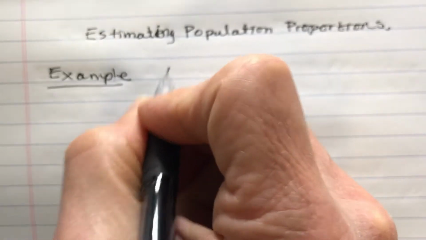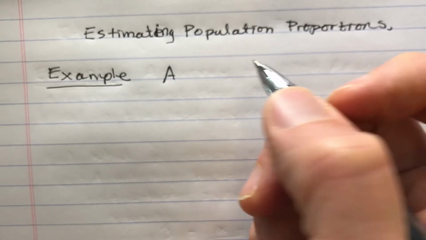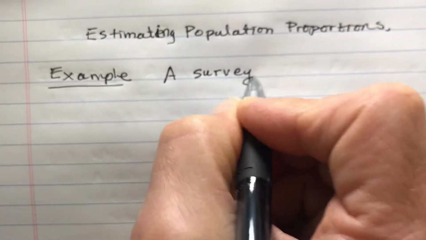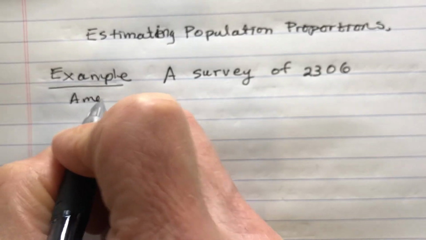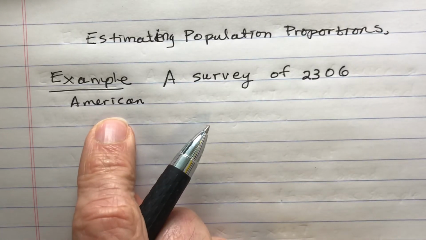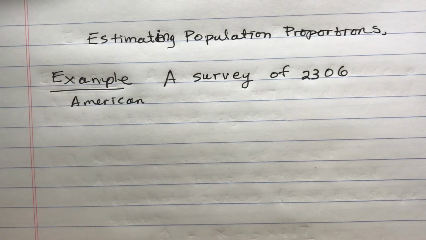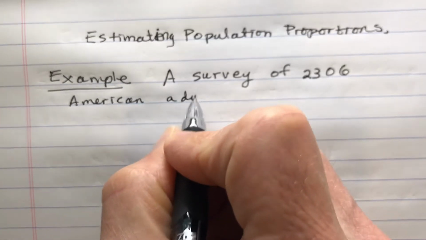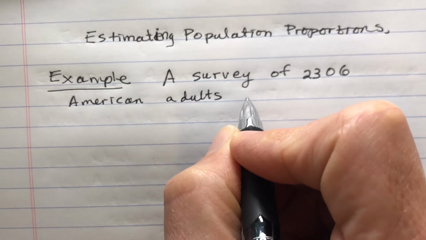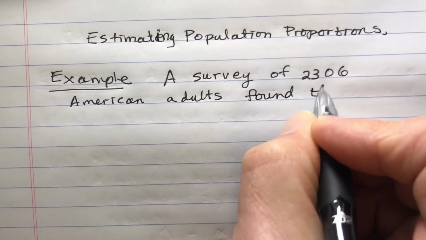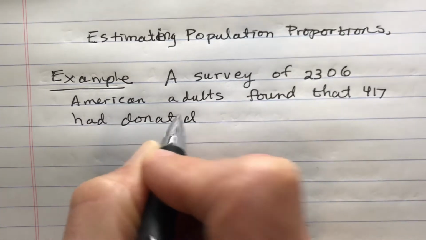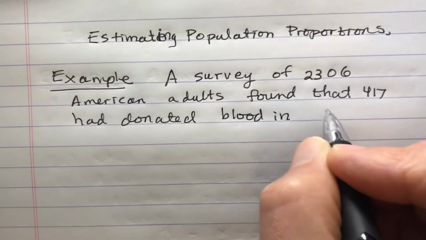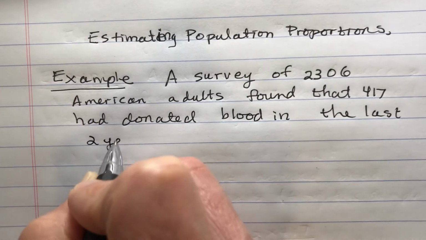So how do we estimate the proportion of a population? Well, we take a sample. So we do a survey. And what we're looking at when we talk about proportions is a situation where you ask the participants in the survey, and they either answer yes or no. There's only two possibilities, yes or no. So here we have a survey of 2,306 American adults. This found that 417 had donated blood in the last 2 years.